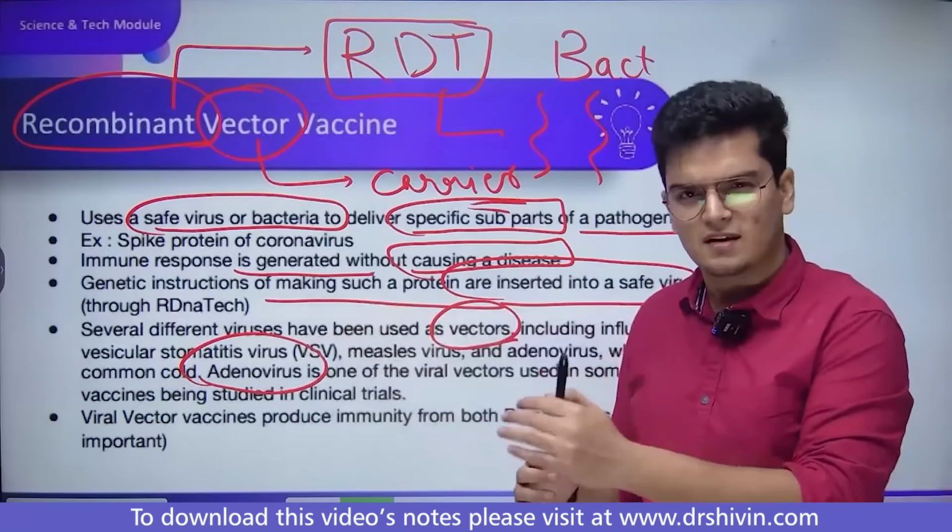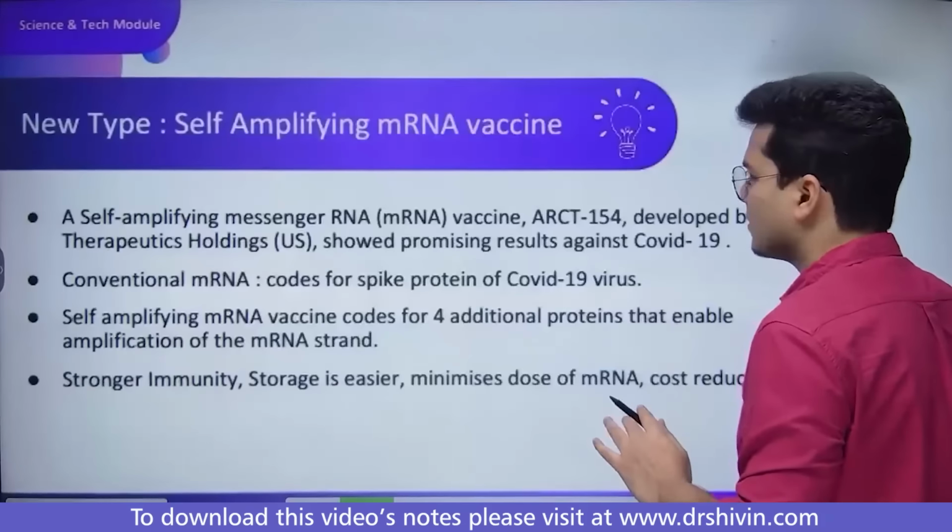Just read them once. So here I am using a vector like a bacteria or a virus to deliver some part of the pathogen called the antigen using recombinant DNA technology. Now let's understand this. Let's study this further, then we'll come to the other vaccines.